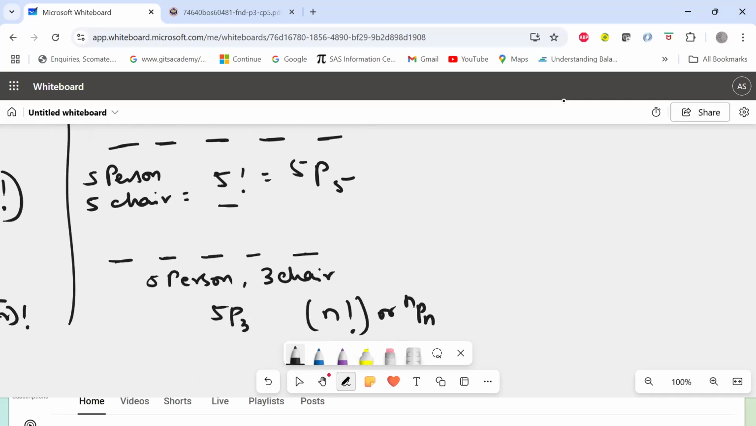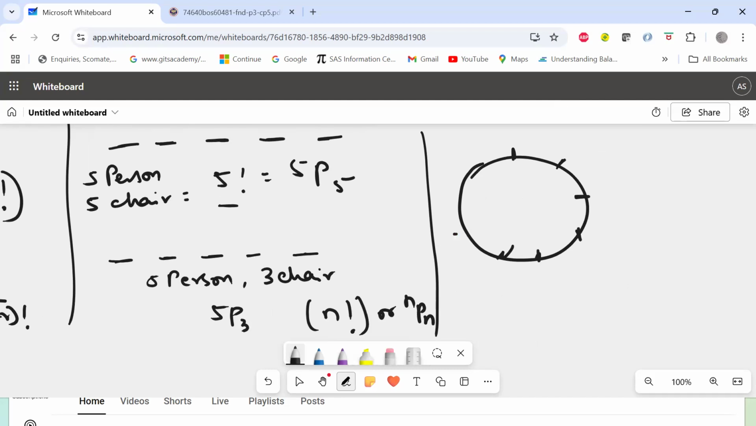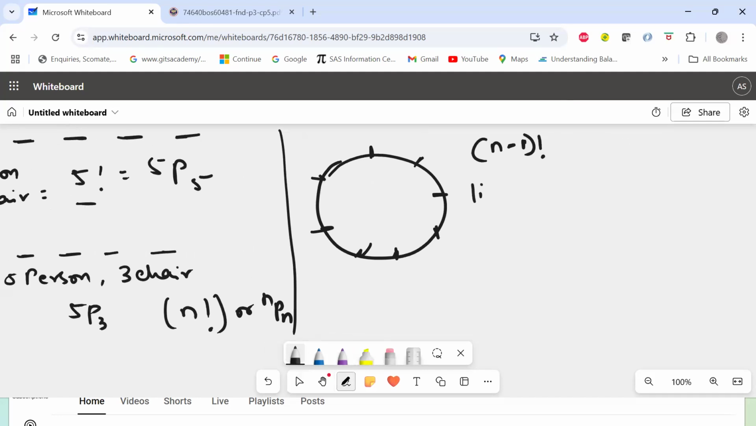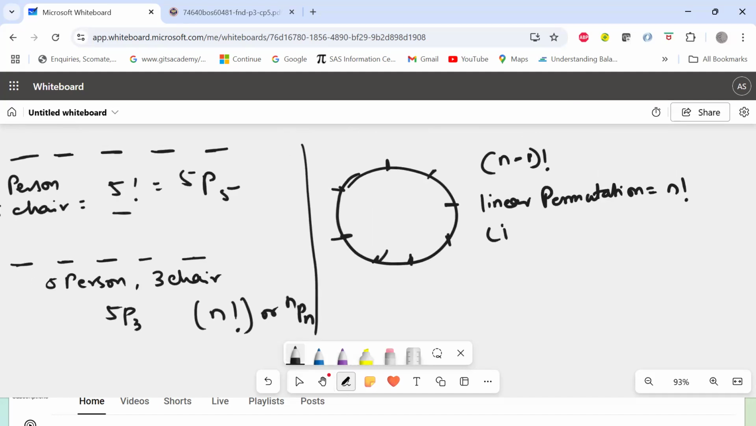But when it comes to the next concept, called circular permutation, imagine in a circle you have n persons and n chairs. In circular permutation, the number of ways is (n minus 1) factorial. You can remember that in linear permutation, n persons and n chairs give n factorial. But in the case of circular permutation, the answer would be (n minus 1) factorial.